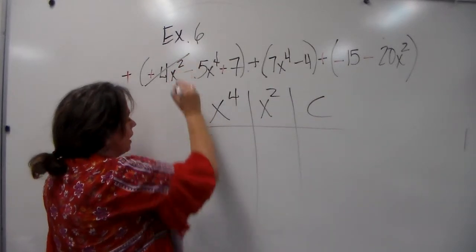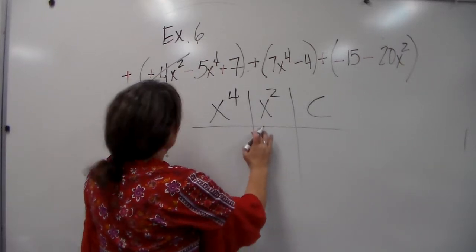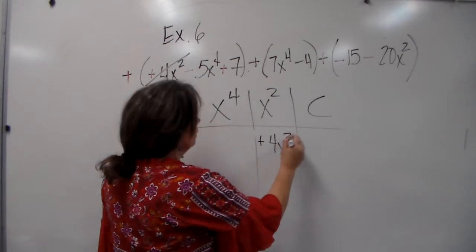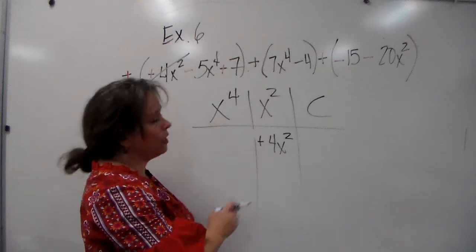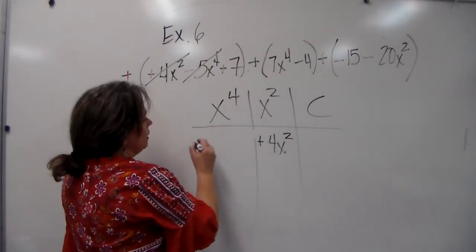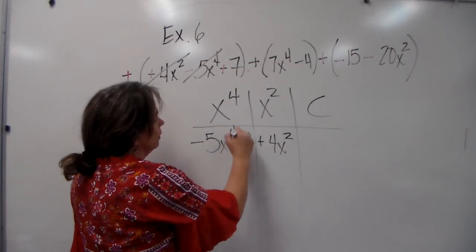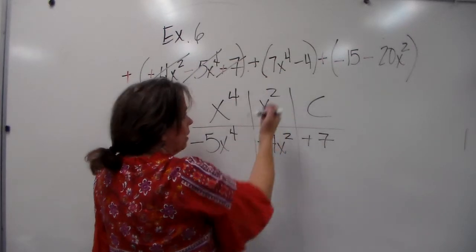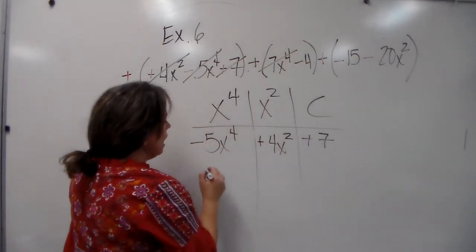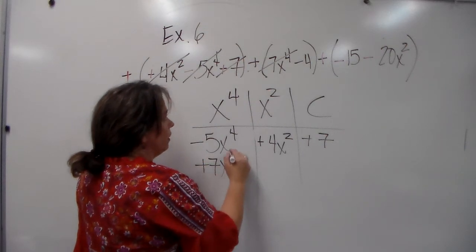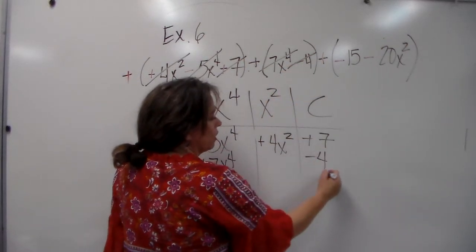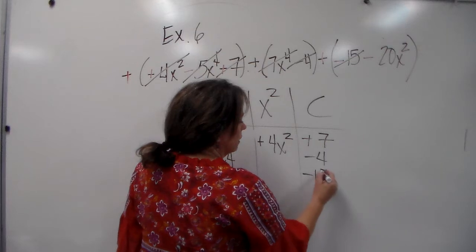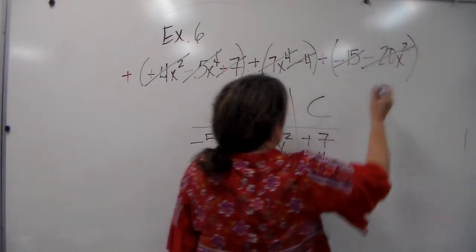So that first term is a positive 4x squared. And guys, it's really a good idea to bring the sign with your term. All right, and then of course eliminate it once you have it in your sorting columns. Our next term is a minus 5x to the 4th. Then we have a plus 7. This term is still positive, right? We didn't have to do anything with that term. That's a plus 7x to the 4th. We have a minus 4 that goes in our constants column. A minus 15, also a constant. And then we have a minus 20x squared.